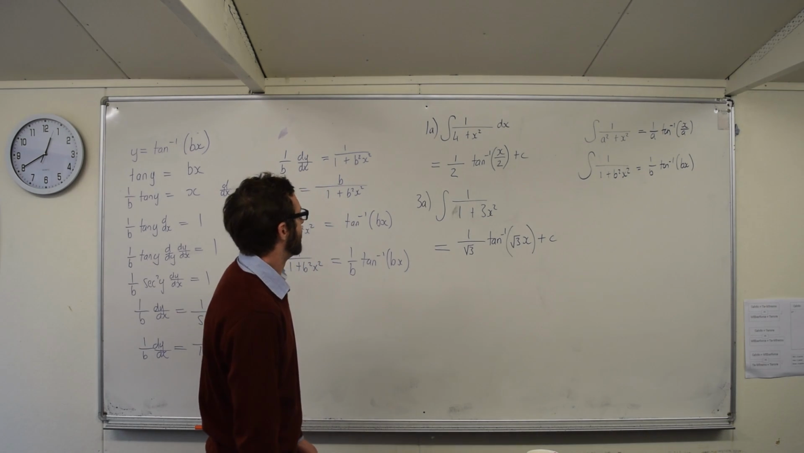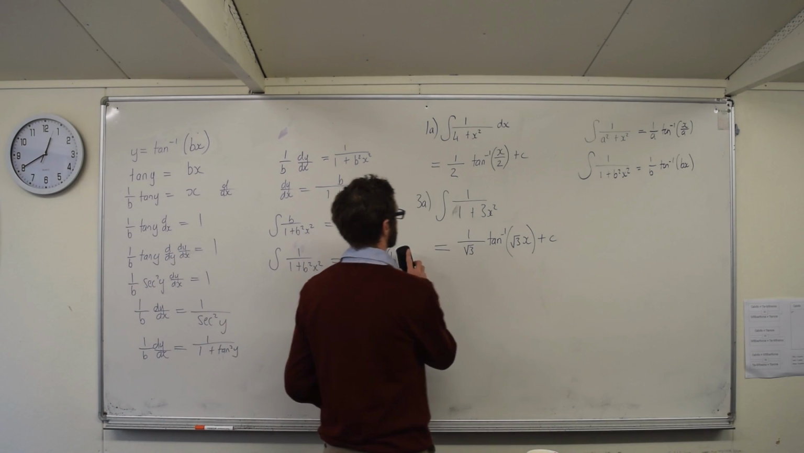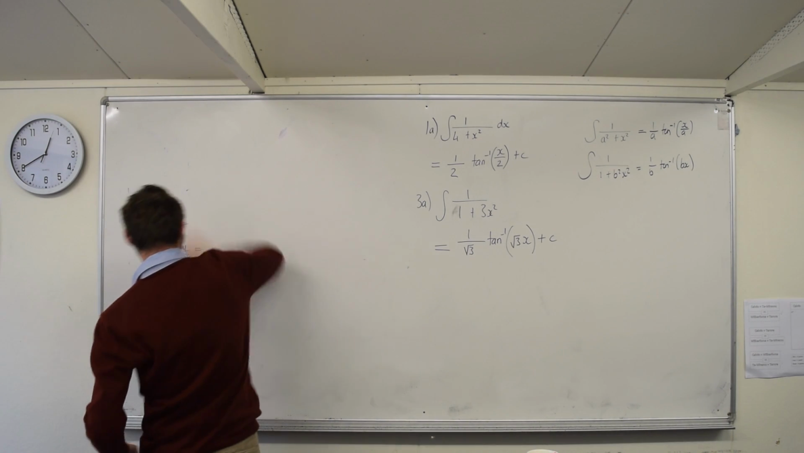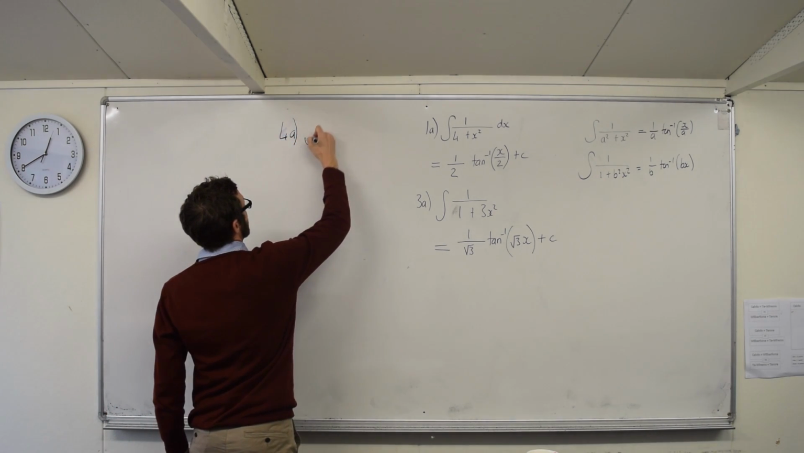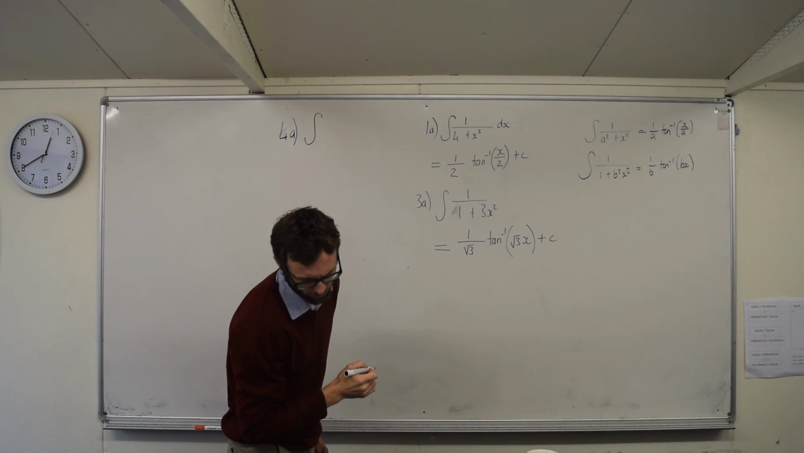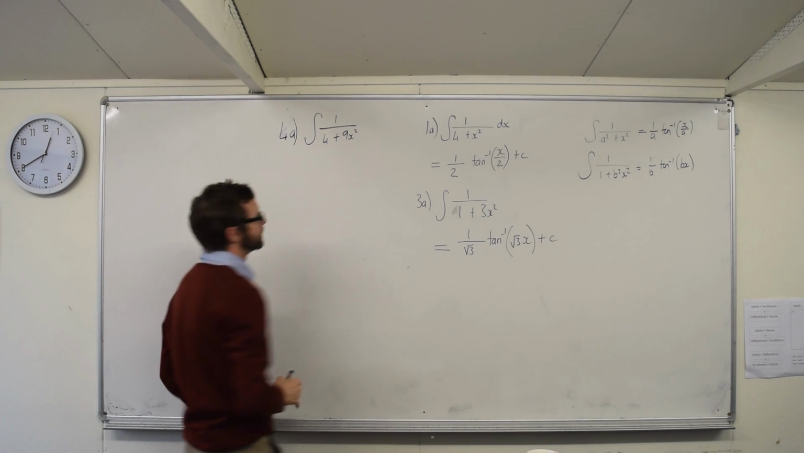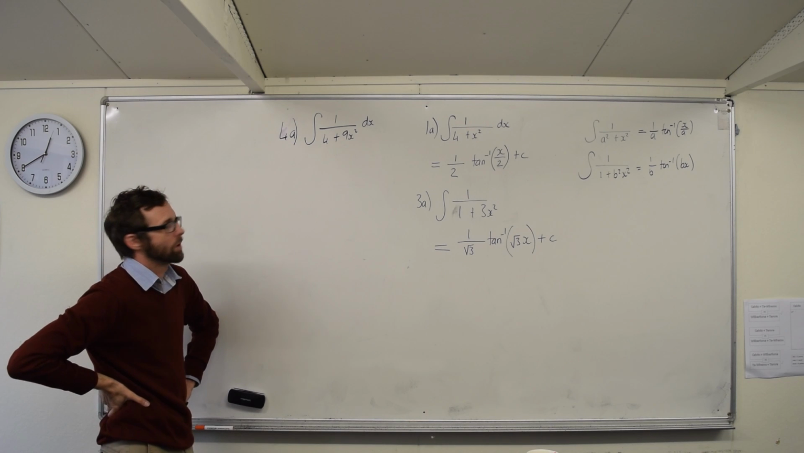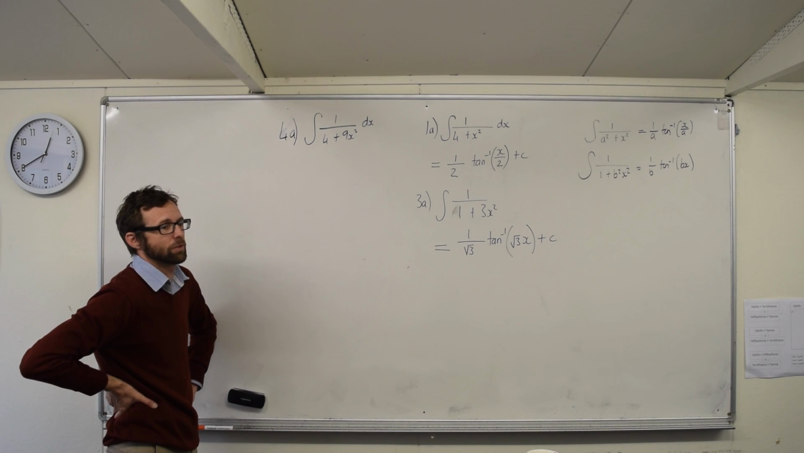Okay, those are okay. Let's say we go to something a little bit more tricksy, like 4a. So what have we got for 4a? Well, that's cruel. What is it? 1 over 4 plus 9x squared. Which one does it look most like to you? The second one? There's a little bit of a slight issue. What's the slight issue?